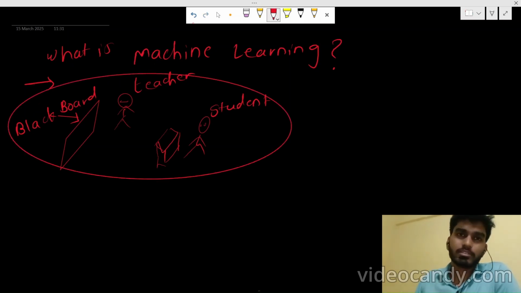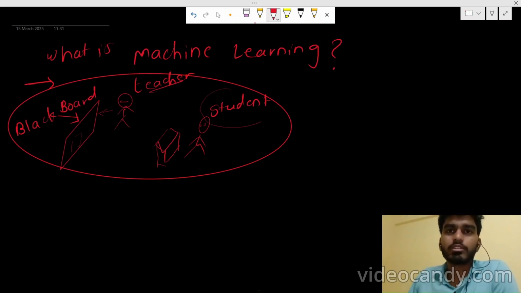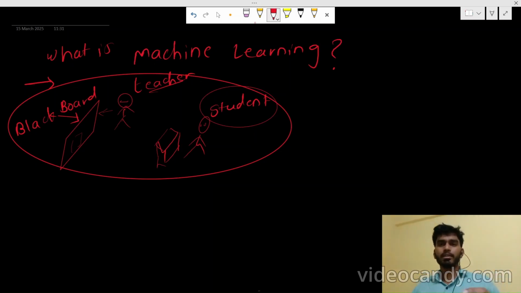Let me explain. Here, the teacher is teaching something to the student by referring to this blackboard. The student doesn't have any knowledge or understanding about that concept, and the teacher is teaching that same concept by referring to the blackboard. So you can say that the blackboard is like data, the teacher is a machine learning engineer, and the student is our blank model. What is the meaning of blank model? Blank model means untrained model.